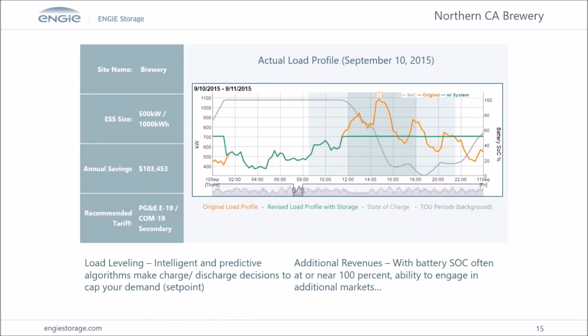If I give you another profile here, this happens to be a brewery in Northern California, and you can see some of the real volatility in their brewing process. It's the same approach here. We're really flattening out and using those batteries for a longer duration here and creating about $104,000 a year in savings. All of those are very different profiles and require different algorithms that are able to adjust to that in order to get the maximum savings.